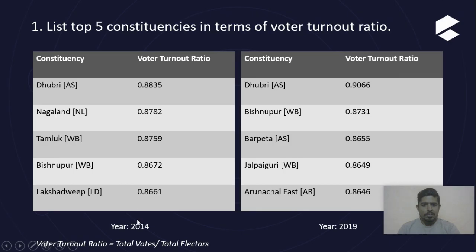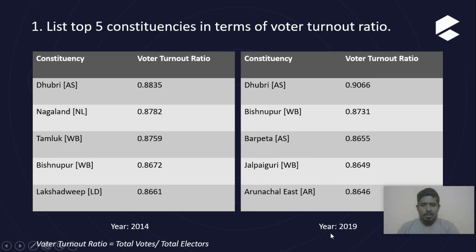So the top five constituencies for the election year 2014 are Dhubri constituency from state Assam, then Nagaland constituency of Nagaland, then Tamluk constituency of the state West Bengal, then Bishnupur constituency of state West Bengal, and Lakshadweep constituency of Lakshadweep. And their voter turnout ratios are as shown here. Dhubri constituency has voter turnout ratio of 0.8835. That means 88.35% of the total electors of Dhubri constituency cast their votes in 2014 Lok Sabha election.